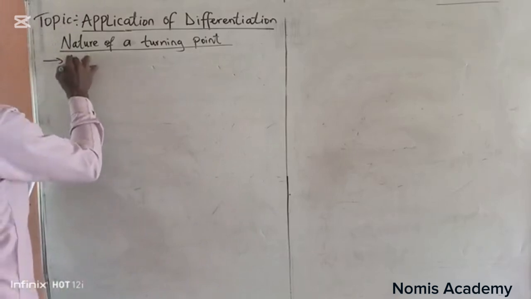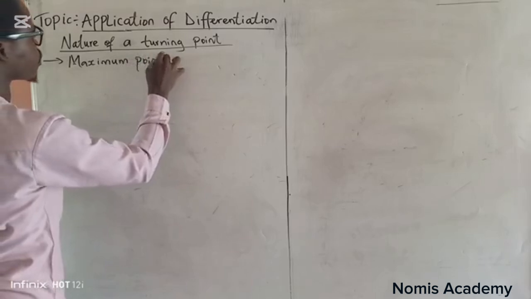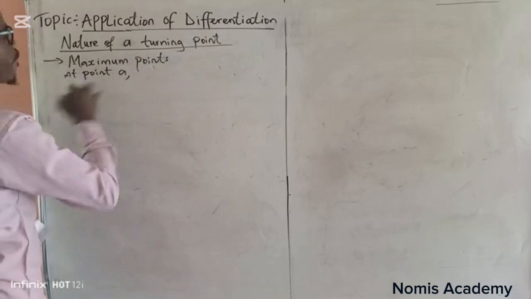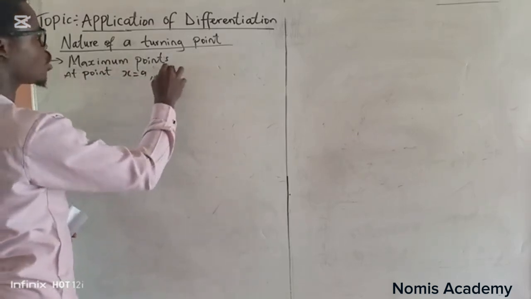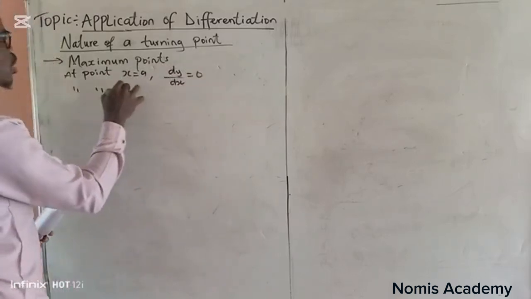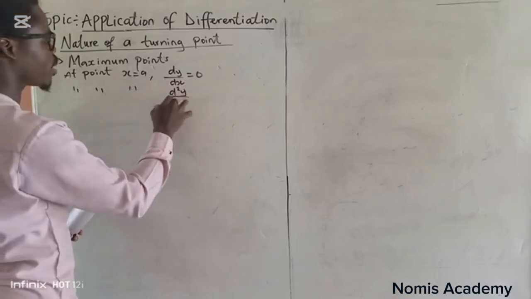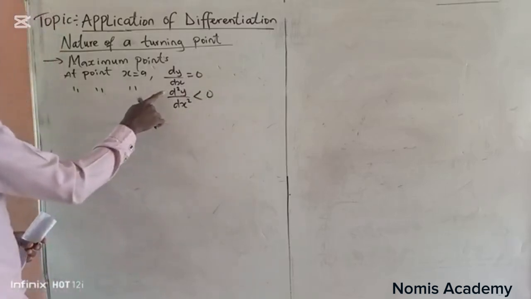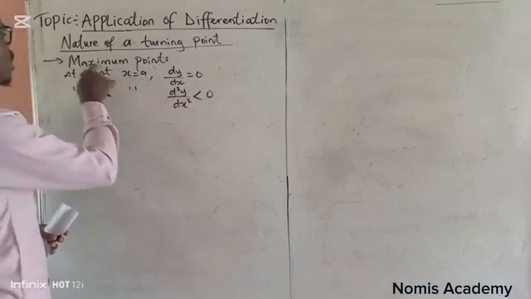The first one, maximum points. At the point where x is equal to A, dy over dx is equal to 0. Also, at the point where x is equal to A, d squared y over dx squared is less than 0. So whenever d squared y over dx squared is less than 0, that point is a maximum point.